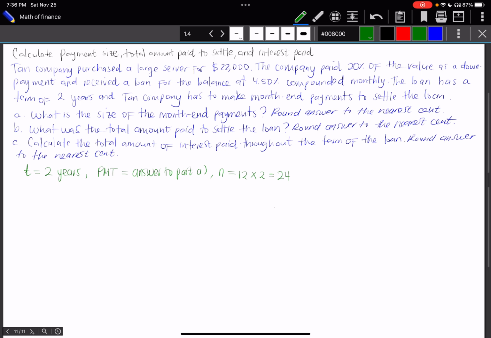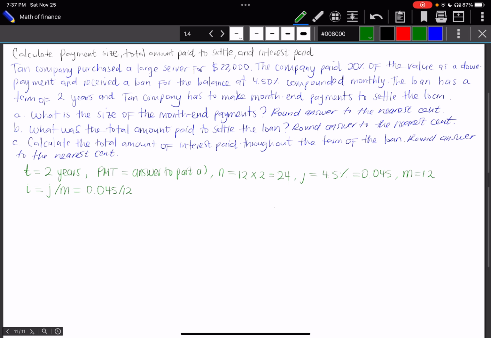Next, we work with interest rates. The nominal interest rate is 4.5%, or 0.045 if we use decimals. The compounding frequency is 12 because interest is compounded monthly. Then the periodic interest rate is equal to J divided by M, or 0.045 divided by 12.